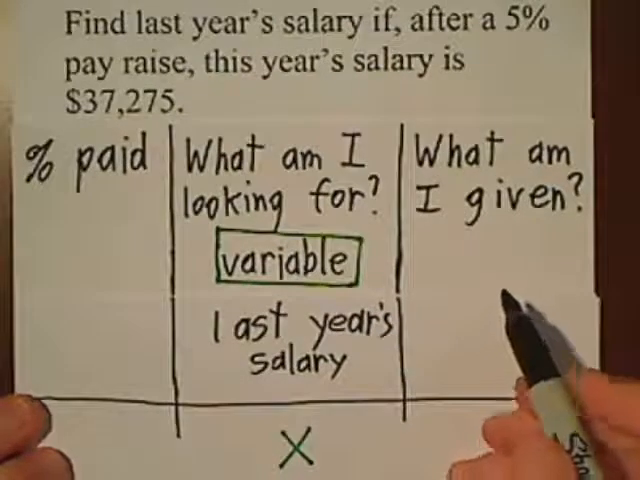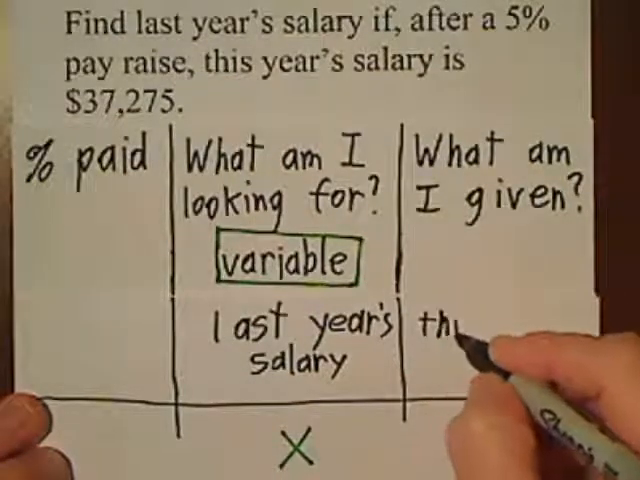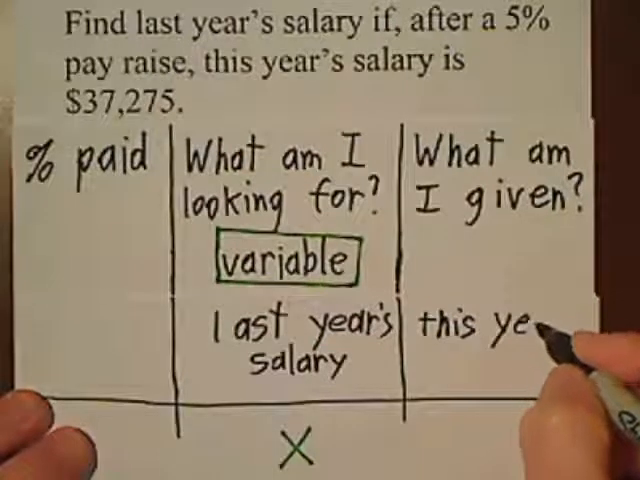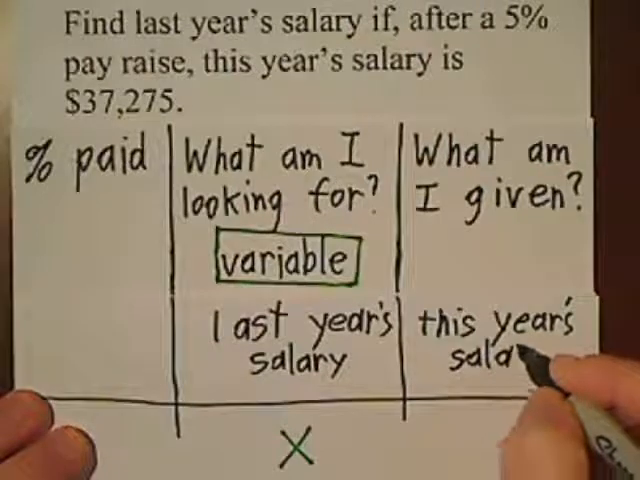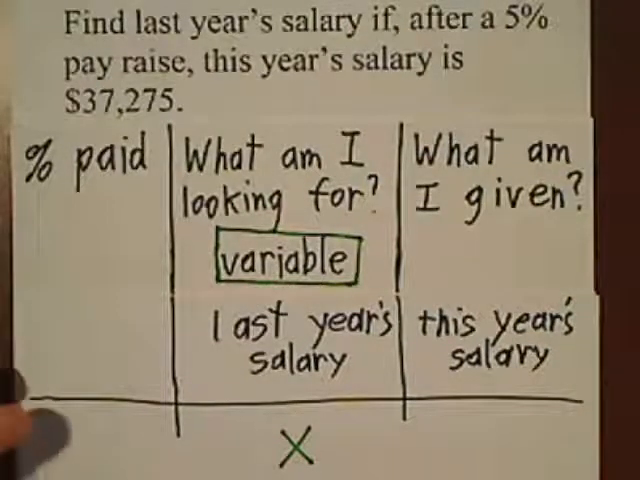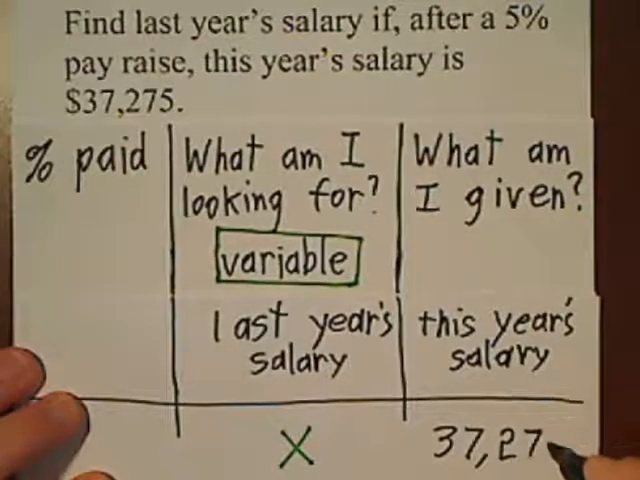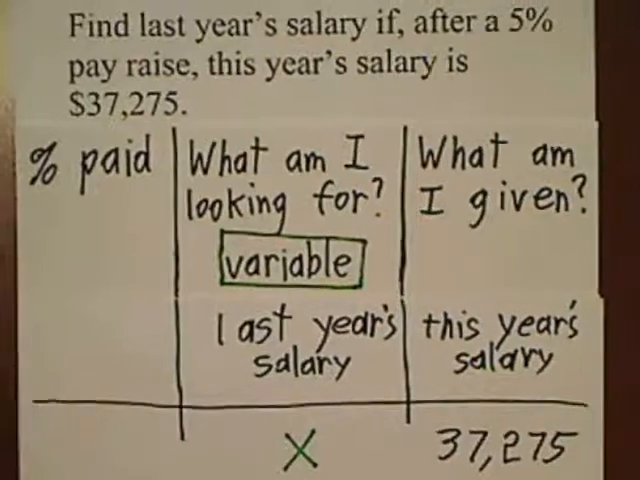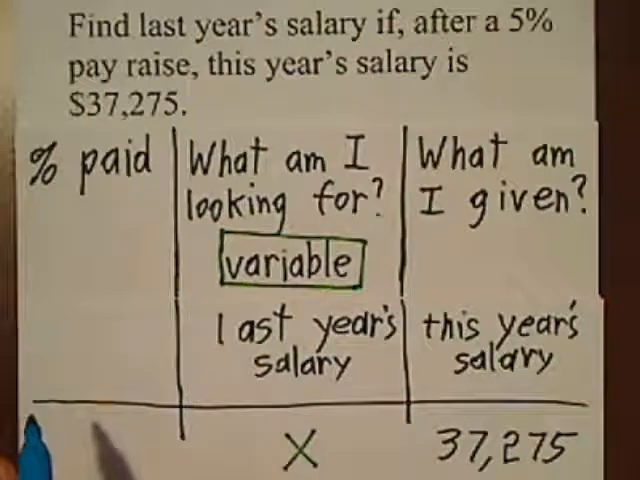Let's see, what am I given? I'm given this year. Again, you might want to label this or not. That's no big deal. This year's salary. And that amount is $37,275. And then this other part, the percent paid. Again, if you made 100% of what you did last year, you would simply get the exact same amount.